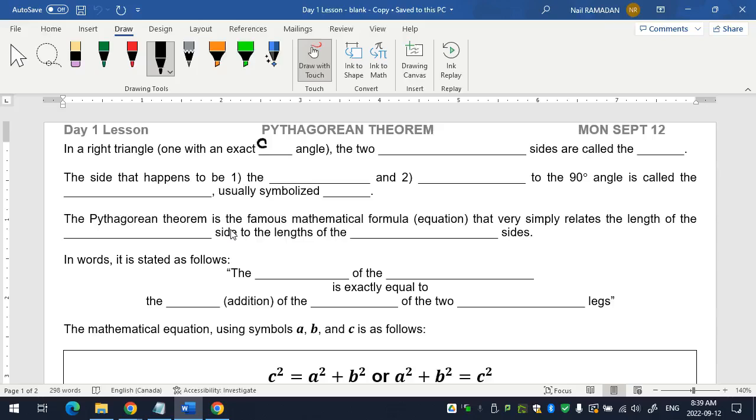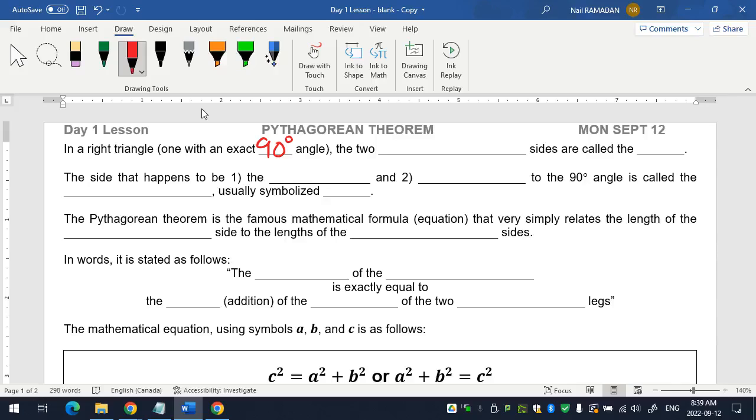So you just write like this, 90. Let's use a different color. 90. What's the symbol for degree? Yes, Sophia? Exactly. It's a small circle above the number, kind of like a power. It's not really a power; it's just a symbol. So it's a small circle, just like this. So one with an exact 90-degree angle.